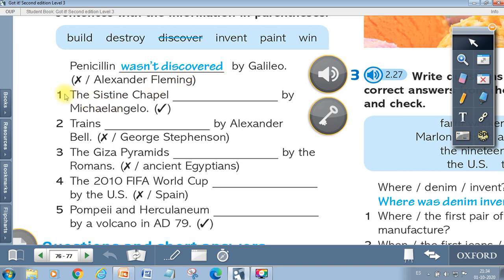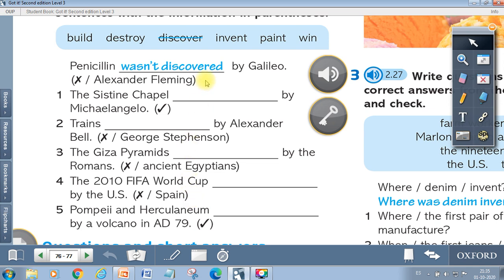Now here we have 5 different sentences in which you have to complete them. Let's remember, pay attention to the beginning of the sentence. The subject, is it one or many, singular or plural? You have to decide it. Then we have here trains. Clearly, this is plural. Then we have here the Giza pyramids, also plural. Then we have here the World Cup. It's only one, so it's singular. And then at the end, we have the names of 2 cities, so it is plural.